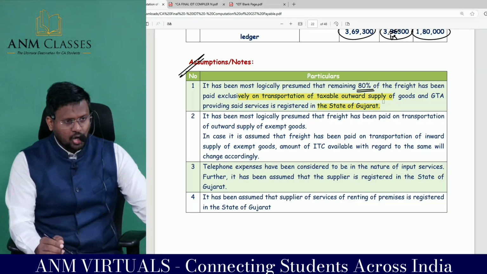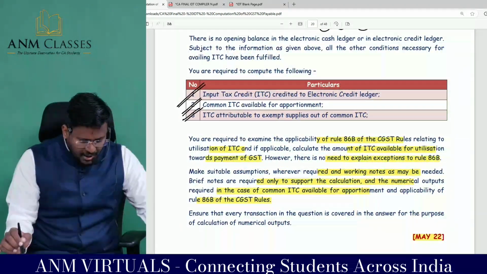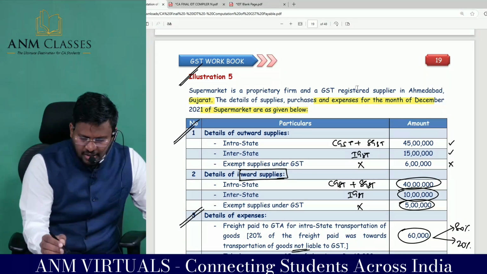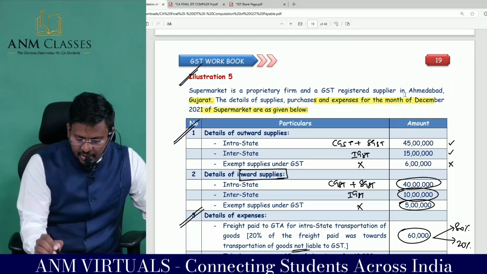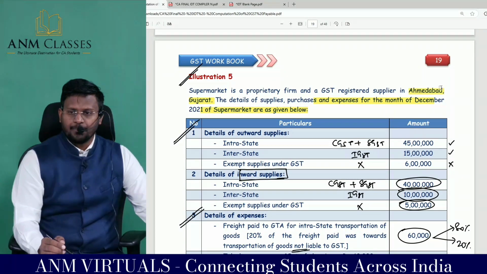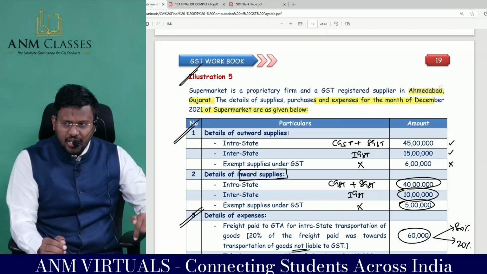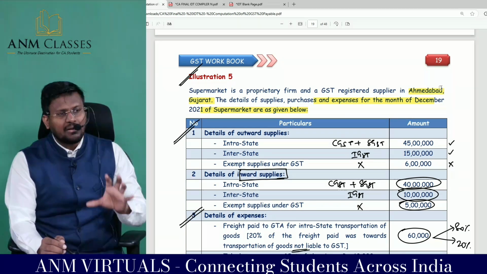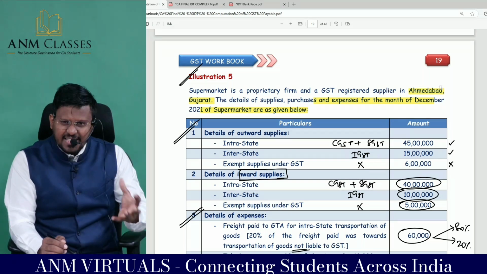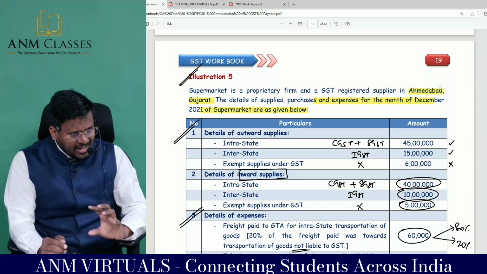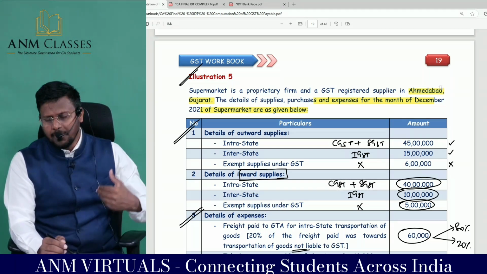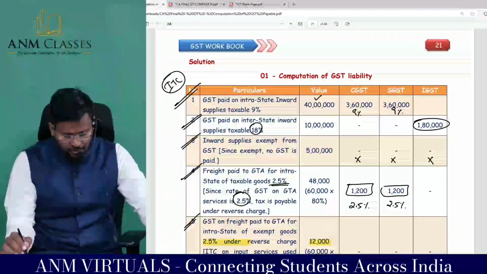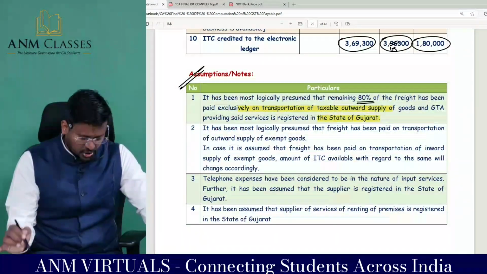Gujarat. Because we are situated where, sir? The supermarket is a proprietary firm and GST registered supplier in Ahmedabad, Gujarat. We have assumed that even the GTA is also situated in Gujarat, then only it will become an intra-state supply, then only CGST and SGST will come. Of that 80%, we can claim it as ITC, remaining 20% has to be put in the dustbin. Comfortable, sir? That is the first assumption.